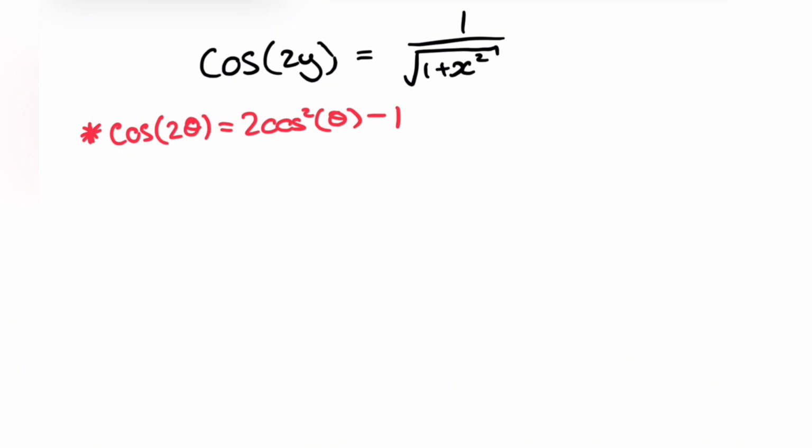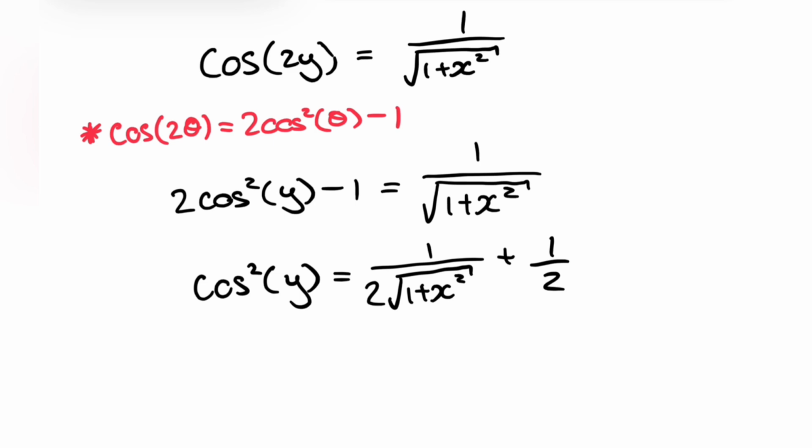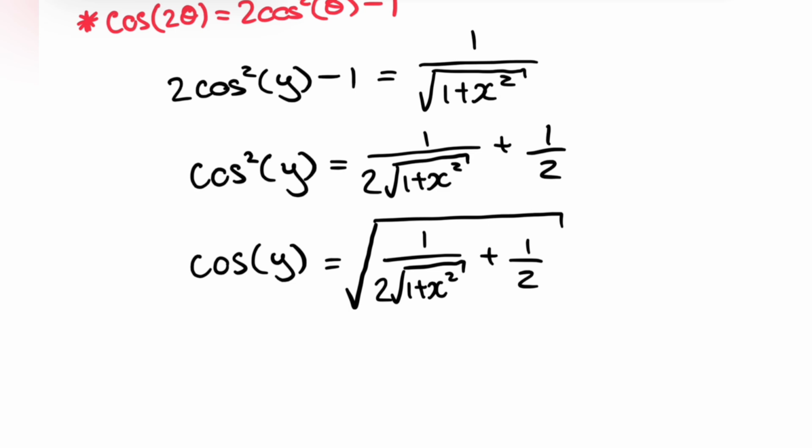It equals, there's a few others as well, but this is the one we're going to use because we can relate cos of y here directly to what we have managed to get so far. So replacing theta with y and actually applying the double angle formula, we get 2 cos squared of y minus 1 equals 1 over root 1 plus x squared, which, when we rearrange for cos squared of y, gives us 1 over 2 root 1 plus x squared plus a half, which we now take the square root of to get cos of y in terms of x.